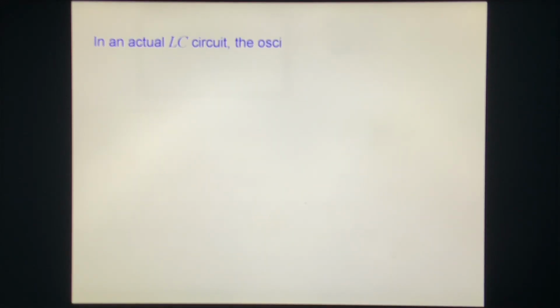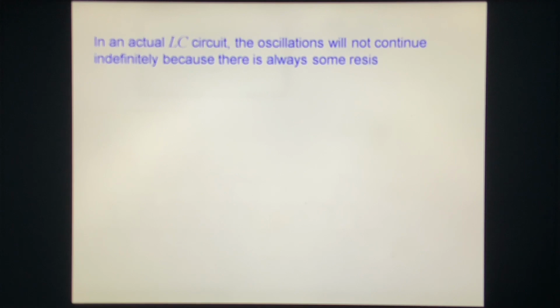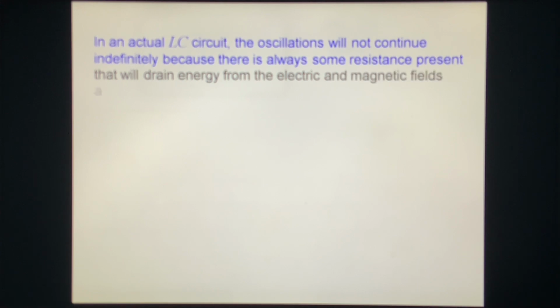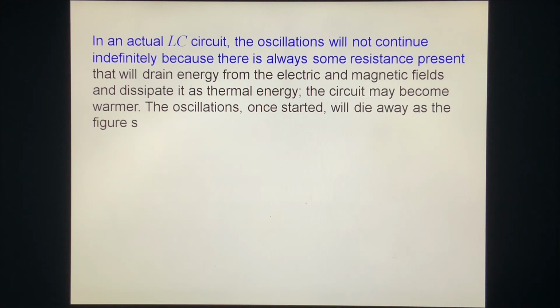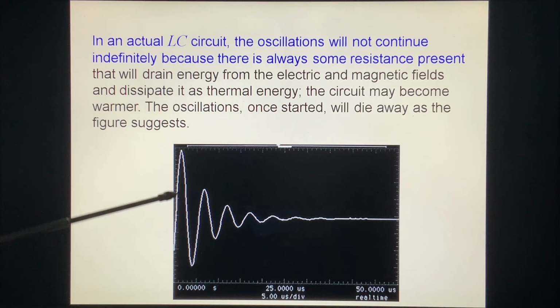In an actual LC circuit, the oscillations will not continue indefinitely because there's always some resistance present that will drain energy from the electric and magnetic fields and dissipate it as thermal energy. The circuit may become warmer. The oscillations, once started, will die away, as the figure suggests. You see, they will die away.